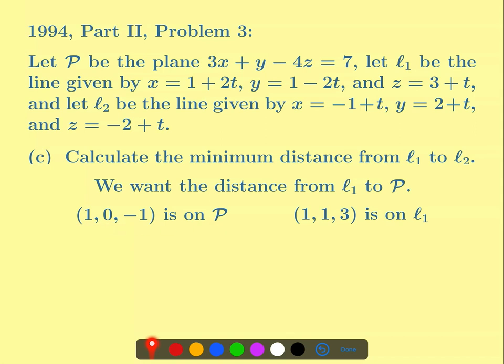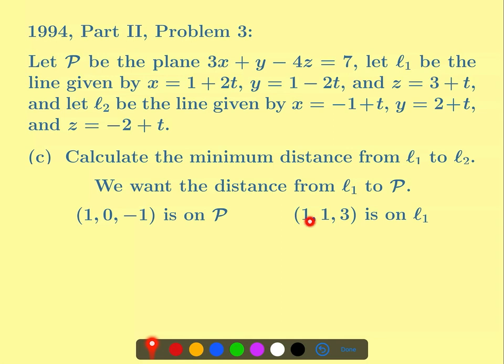So now the question is really, what's the distance from this point to P? We started out wanting to know the distance between two lines, and now really what we're interested in is the distance from this point to P. Why is that? Because it doesn't make any difference what point you take on L1. L1's parallel to P, it doesn't intersect P. So any point on L1 is the same distance to P.